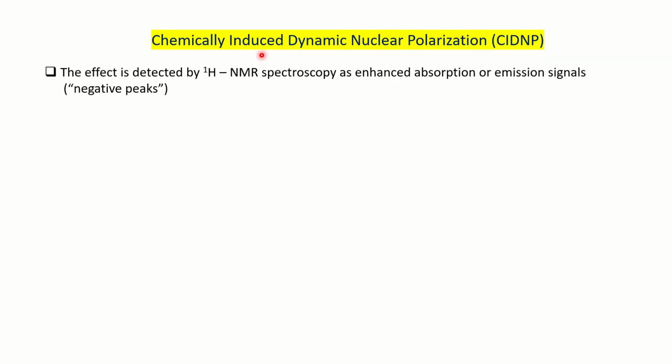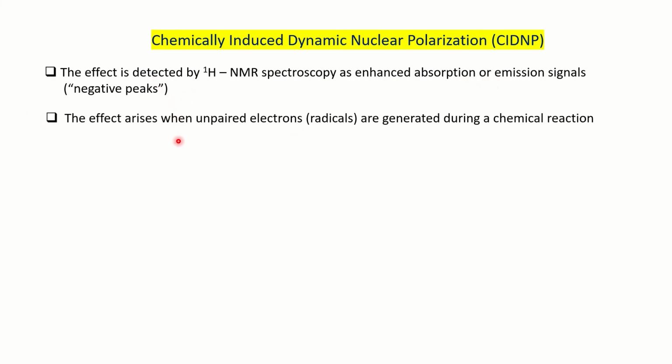The last technique is chemically induced dynamic nuclear polarization, called CIDNP. Chemically induced means we are talking about a chemical reaction. Nuclear polarization occurs. So basically this effect is detected in proton NMR spectroscopy. You may get here absorption signals or emission signals as a negative peak. And this effect basically will arise when you have unpaired electrons or radicals, which are generated during the chemical reaction. So this proves that the reaction is going through radical formation.